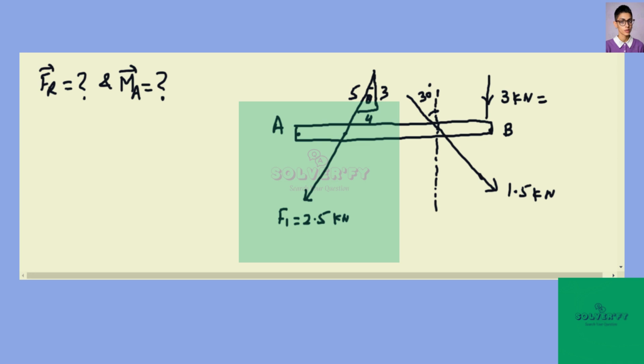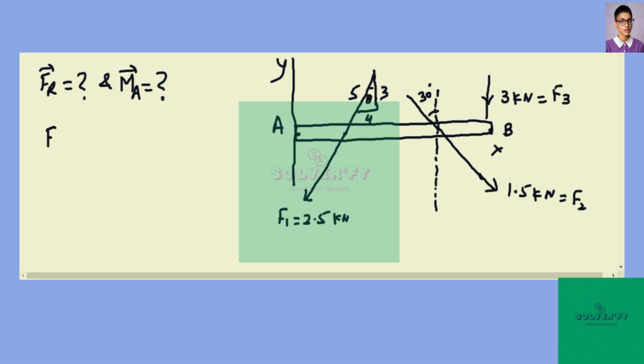Name it F2 force. This is F3 force. This is your y-axis and this is the x-axis. Now we will find the components of forces F1, F2 and F3.